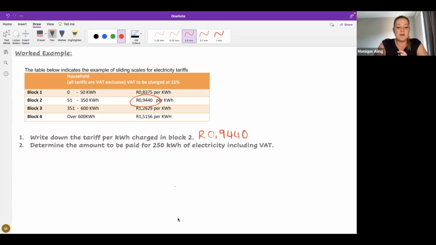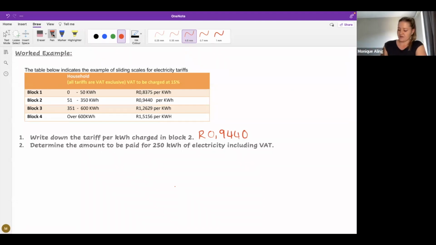Then it says, determine the amount to be paid for 250 kilowatt hours of electricity, including VAT. So remember, important thing, we always check if the prices are VAT exclusive or VAT inclusive. And as we can see, according to the table, these prices do not include VAT. So that means after our calculation, we have to include VAT.